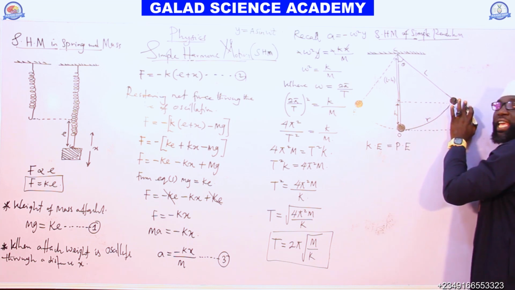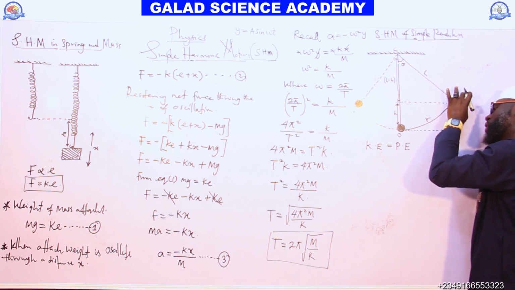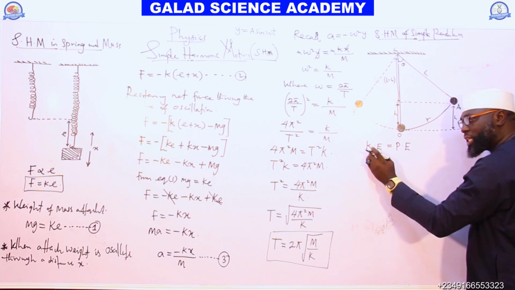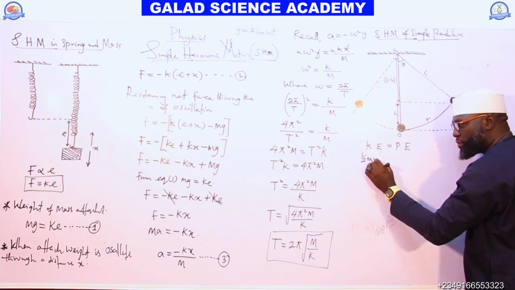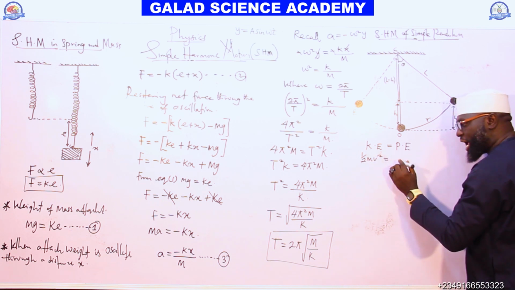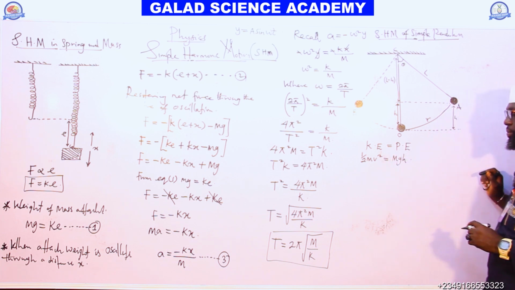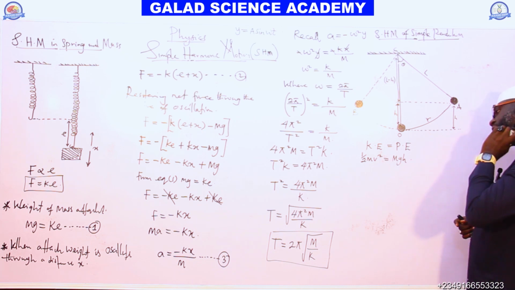When we get to this point A, the kinetic energy is maximum, where potential energy is zero. So KE equals PE. KE is half of mv square. Potential energy is mgh. Okay now? Good.